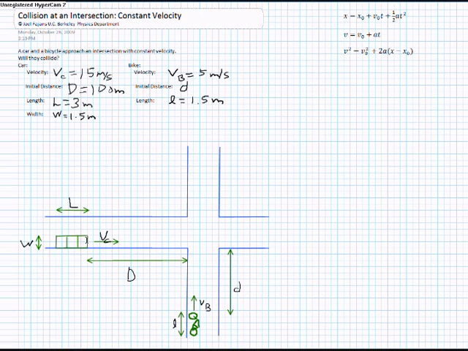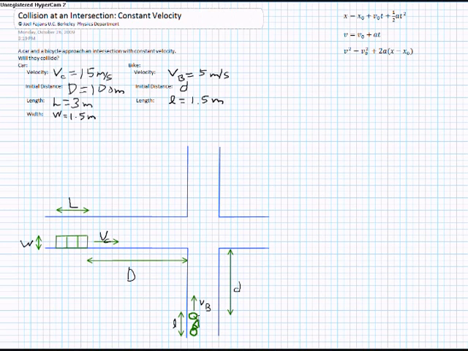We're going to assume that the car is traveling at constant velocity v sub c. V sub c happens to be equal to 15 meters per second. The car has a length L of 3 meters and a width W of 1.5 meters, and it starts out a distance d, capital D, 100 meters from the intersection.